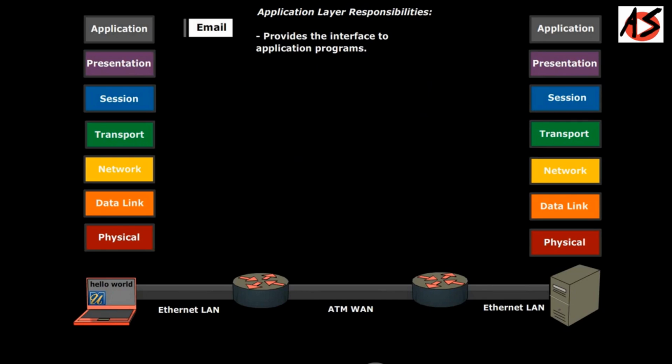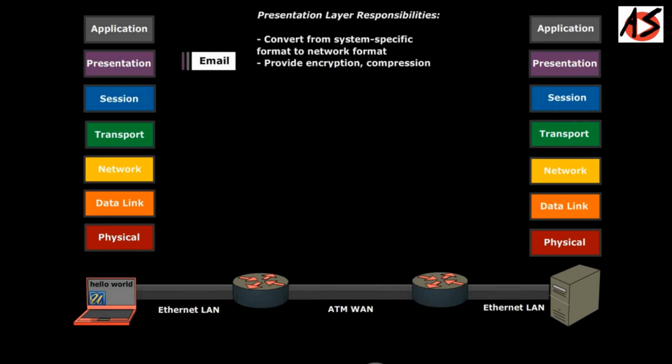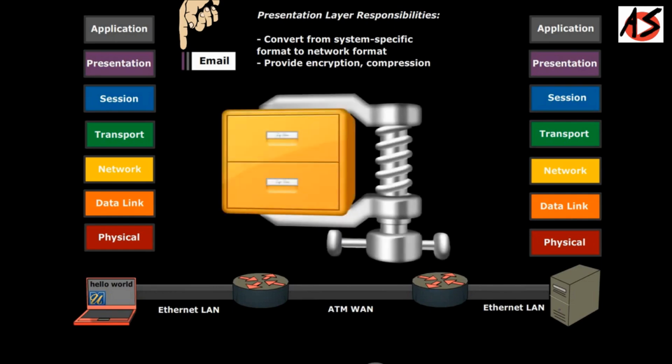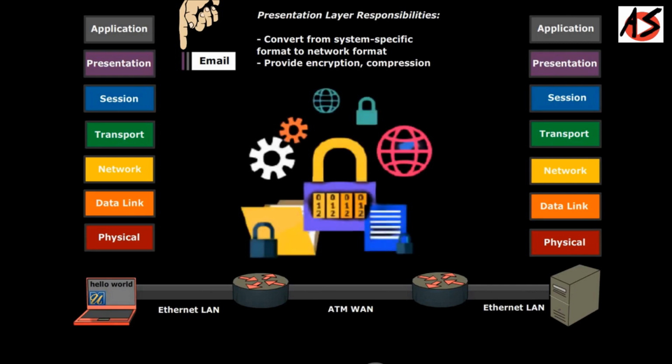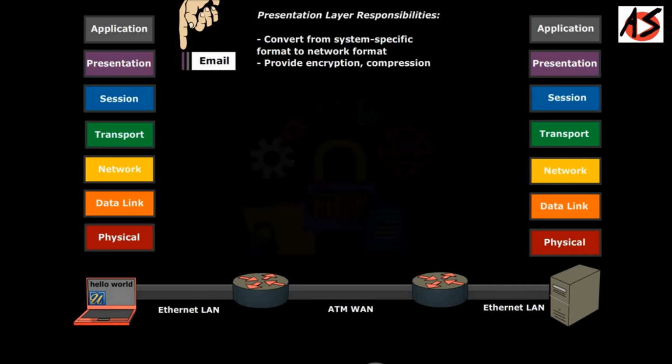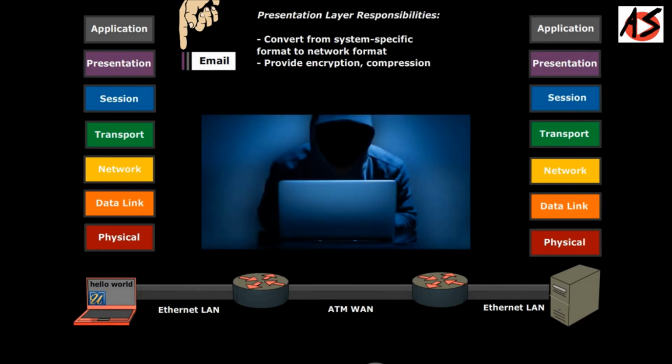In our email example, data from the application layer now goes to the presentation layer. The presentation layer converts system-specific data to a specific network format like ASCII. The presentation layer is also responsible for data compression, for fast transfer, and encryption of data, for secure transmission, and to protect data from hacking.